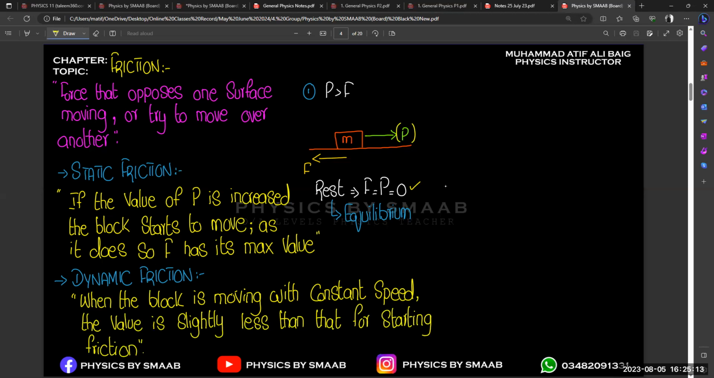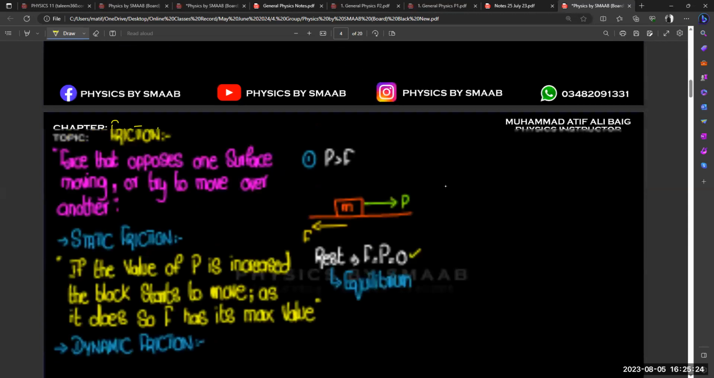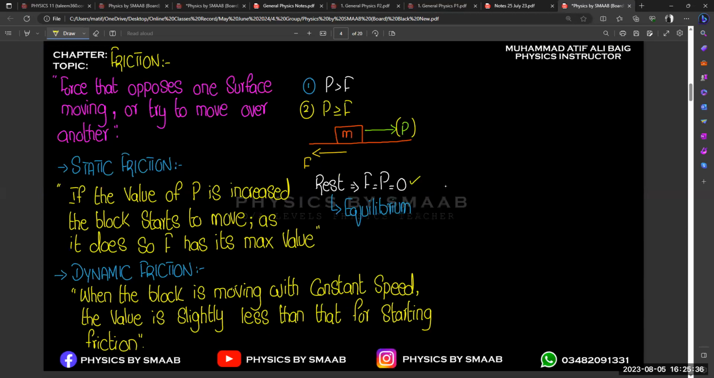Any confusion? No, sir. So basically in the second situation, your P is greater than F. Yes. So P is equal to or greater than F because we are moving with constant speed. So slightly we are greater than the F. But almost we are in equal and opposite condition of forces, right? But due to direction, we consider that P is greater than F. So that's why we use the equal and greater sign in the second situation, right?